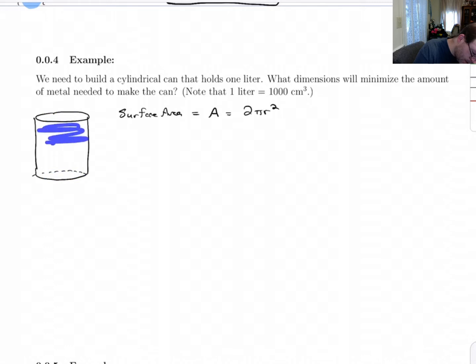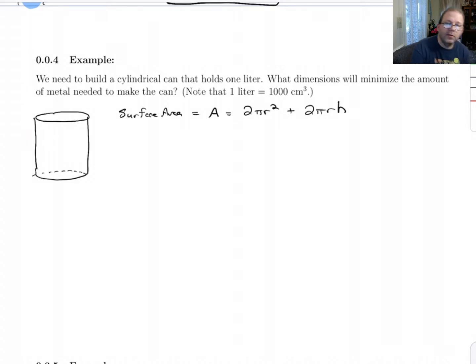And to get this part of the can, the outside, that's going to be 2 pi r. 2 pi r gets you the circumference, and h is the height of the thing. So this is the top and bottom, and this is the side. So that's the thing we need to minimize. And right now it's a function of 2 variables, r and h.